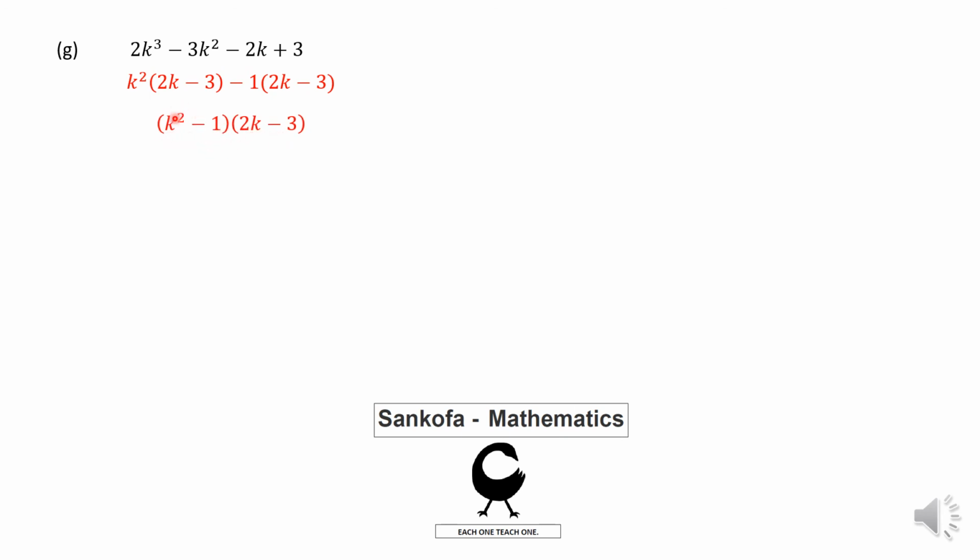But here's the problem. The k squared minus 1 here is the difference of two squares. k minus 1, k plus 1. And then you bring down the other one as it is. Try this one. Do them in pairs.